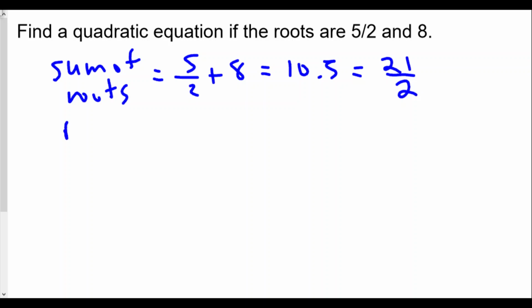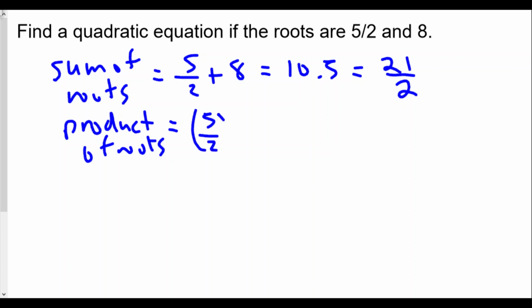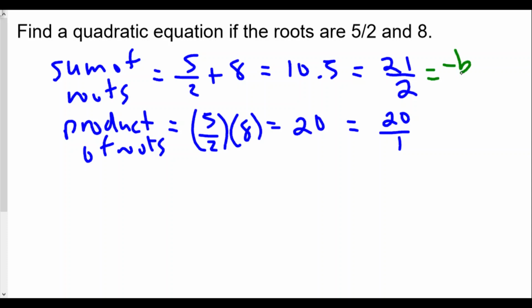Our product of the roots will be equal to, in this case, 5 over 2 times 8. And that's like 40 over 2, which is the same thing as 20. So 20 over 1. And remember that the sum of the roots is equal to negative b over a, while the product of the roots is c over a.